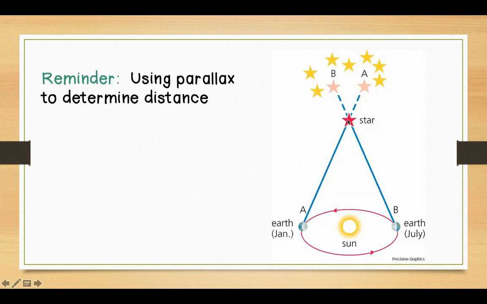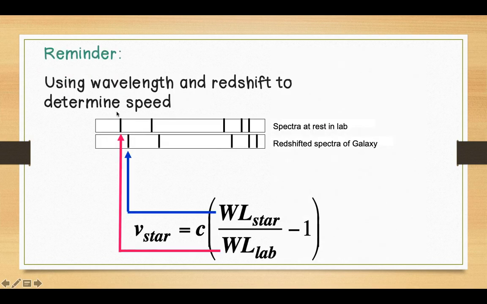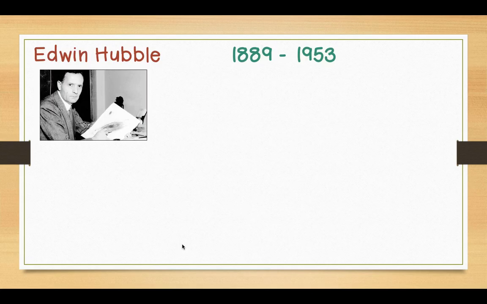Because remember, if we can look at parallax of stars, so using really good telescopes that are looking at things really far away, we can use parallax to determine the distance of stars. And remember that we can measure wavelength and redshift to determine speed. So wavelength of the star divided by wavelength in the lab, times the speed of light, minus 1. We do all of those calculations. So we can figure out distance and we can figure out speed. So Edwin Hubble, go ahead and jot his name down now.